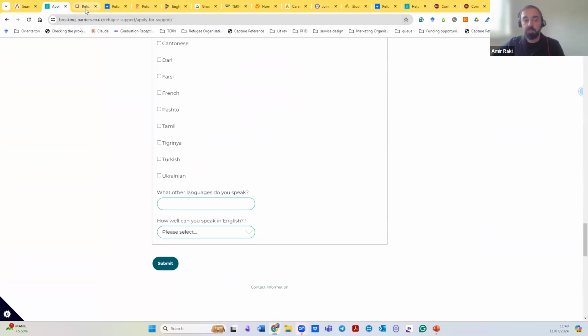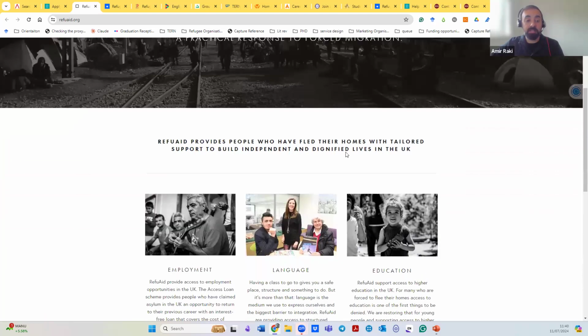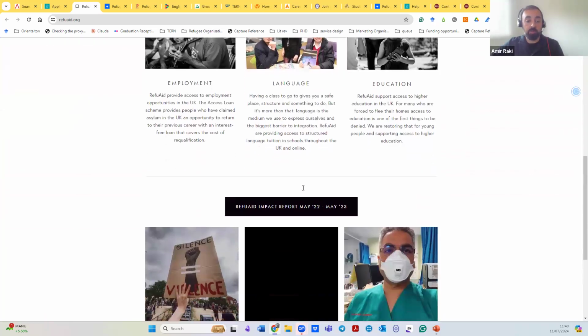The next one, which we talked about, is Refuate, and they specifically support with language learning, especially with IELTS. They also have support with employment and then language programs. They have online courses, they have private courses in different cities in the UK. So again, the application process is online. You can just go online, fill the form, and then they come back to you with more information.